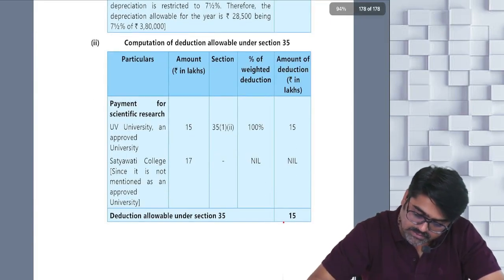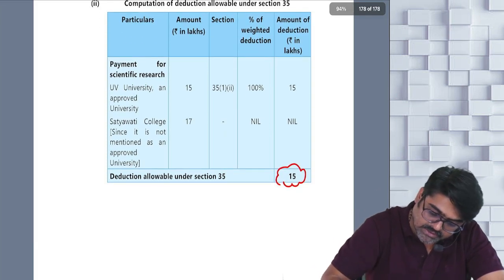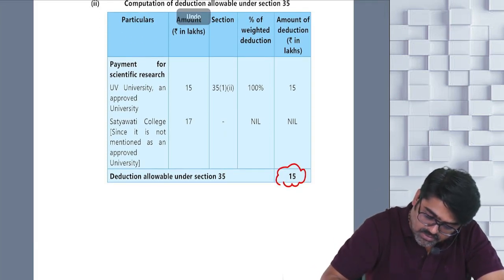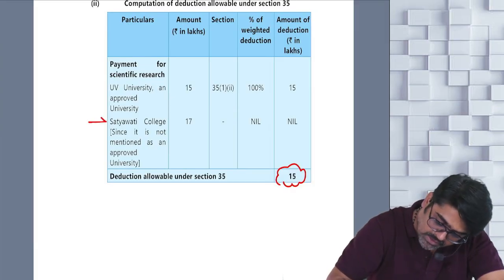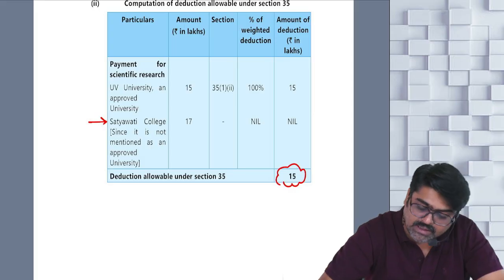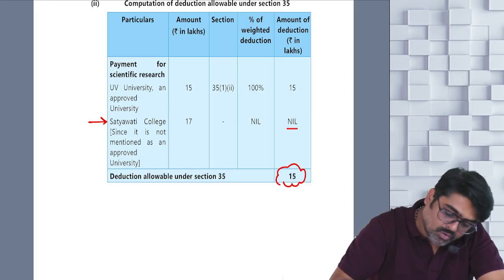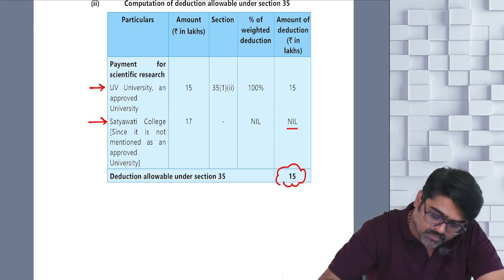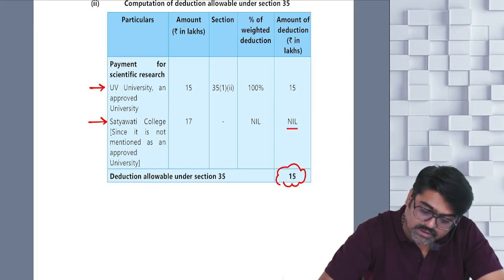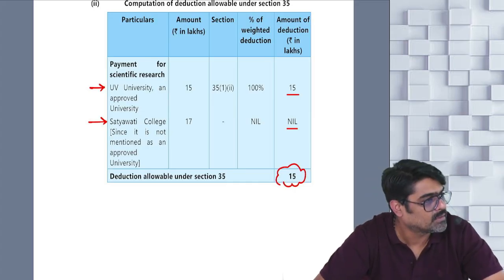28,500 and here it is 15 lakhs. Since it is not mentioned as an approved university, Satyavati College is not an approved college or university, hence the 17 lakh donated to it will not be allowed as a deduction. But UV University is an approved university, hence the deduction is available, 15 lakhs. Will you remember this?